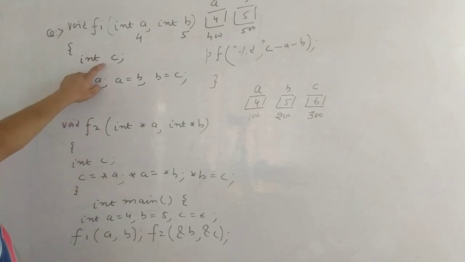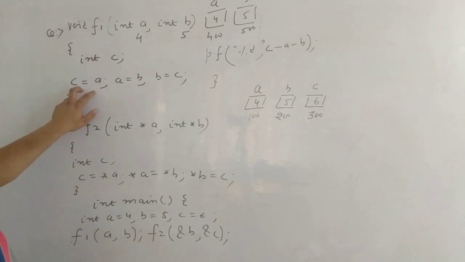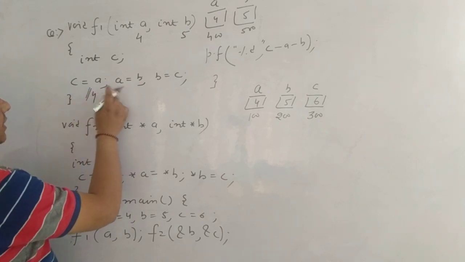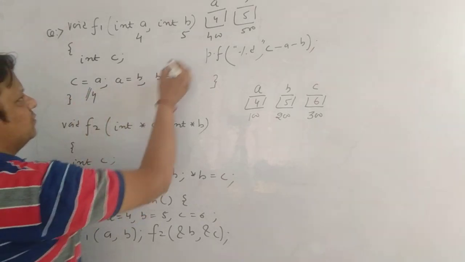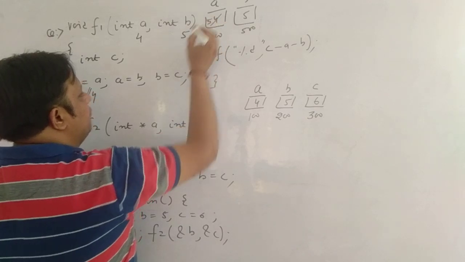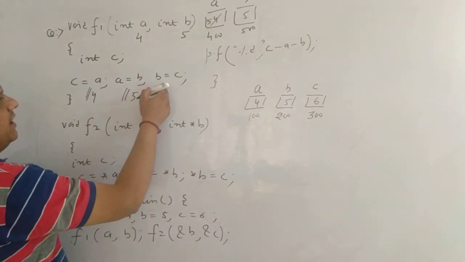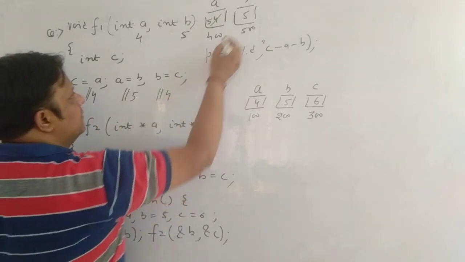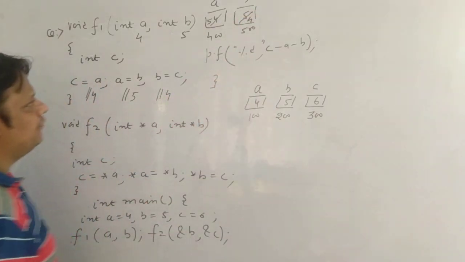So now C is equal to A. Value of A is 4, so C is 4. A is equal to B, therefore this changes to 5. A becomes 5. And B is equal to C. Value of C is 4. Therefore, the value of B becomes 4, right?